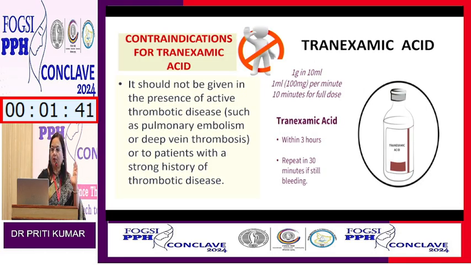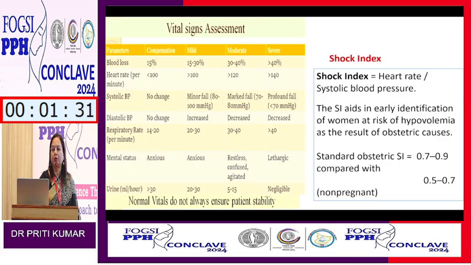Tranexamic acid, give 1 gram in 10 minutes, and then you can repeat it. If the bleeding is not stopped in 30 minutes, you can again repeat it. Look at the contraindications. If there is any thromboembolic episode, do not just give tranexamic acid.